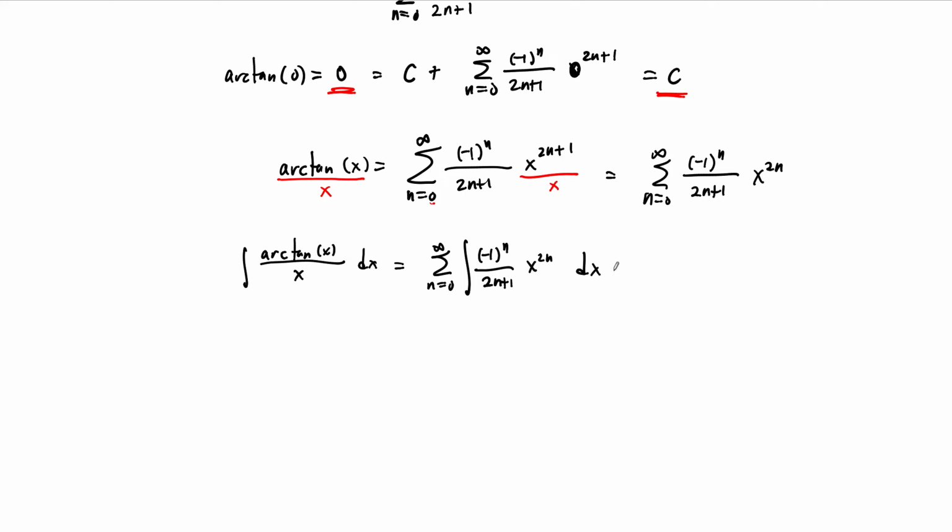And when we integrate this, we end up with a constant plus this value, sum n equals 0 to infinity, negative 1 to the n over 2n plus 1 quantity squared, x to the 2n plus 1. All right, and so this is the antiderivative of arctangent of x over x.